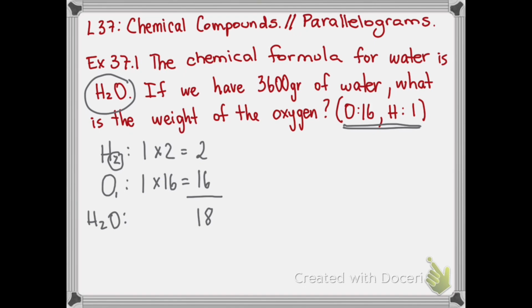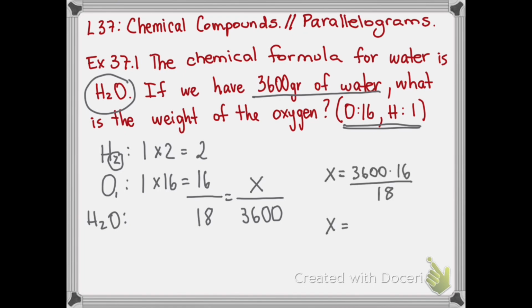Now we can compare, and it says that we have 3,600 grams of water. So we're going to put 3,600 here because that is water. And the question is, what is the weight of the oxygen? So we'll put our X there. And notice how we create a proportion. So all we have to do is solve that.